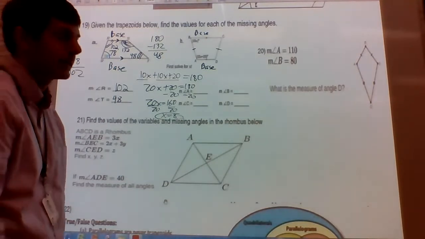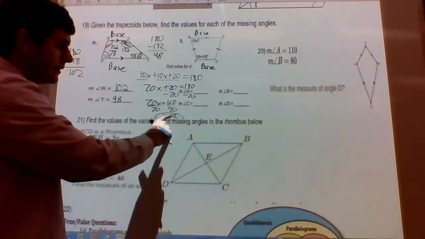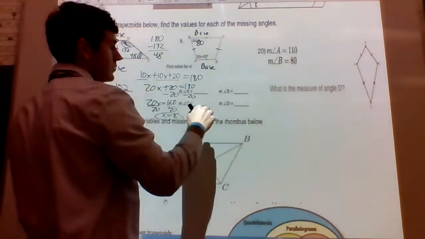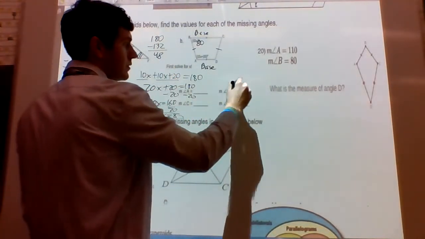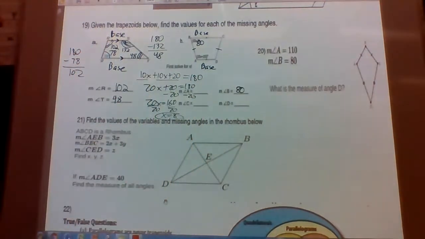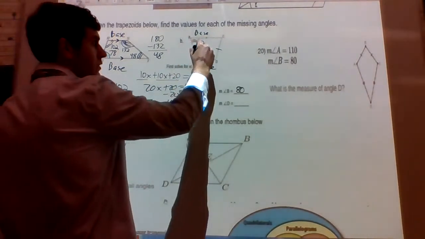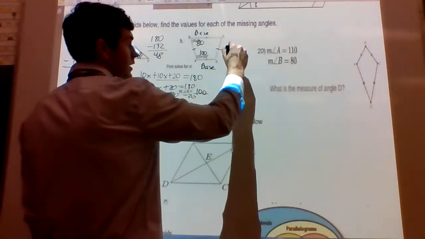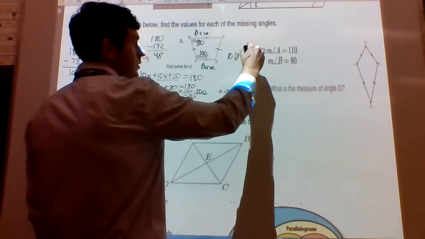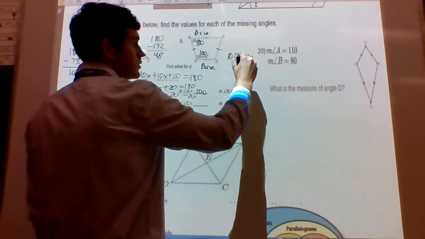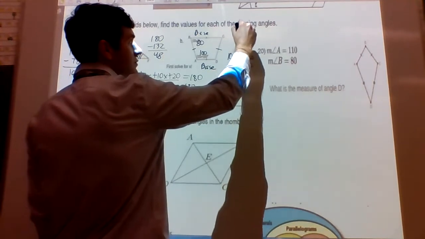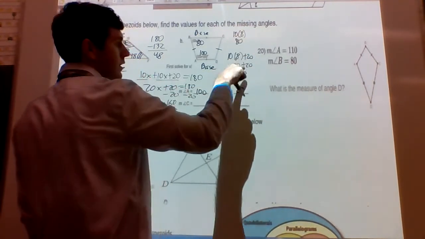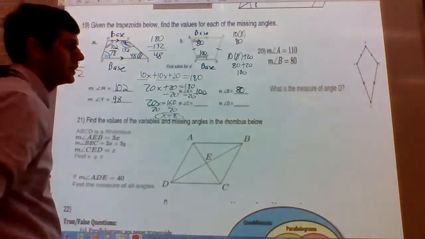We can now substitute that back in. This angle is 10x. 10 times 8 is 80. So we know the measure of angle B is 80. The measure of angle A is 10x plus 20. So 10 times 8 is 80. 80 plus 20 is 100. So angle A is 100, right? This is 10 times 8 plus 20, which is 80 plus 20, which is 100. This one is just 10 times 8, which is 80. So that's A, and this is A, and that's B.